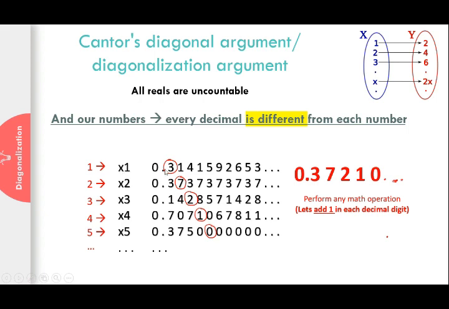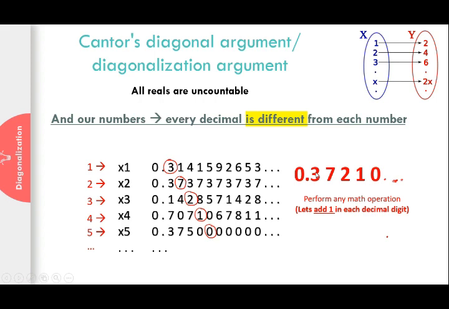So we are making a criterion. We are picking the digits diagonally, all the numbers after the decimal point. From the first element, we pick the first digit after the decimal point. From the second element, pick the second digit after the decimal point. From the third element, pick the third digit after the decimal point, and so on. So what number do we get? It will be 0.37210. But this could still be the same as a number in our list.